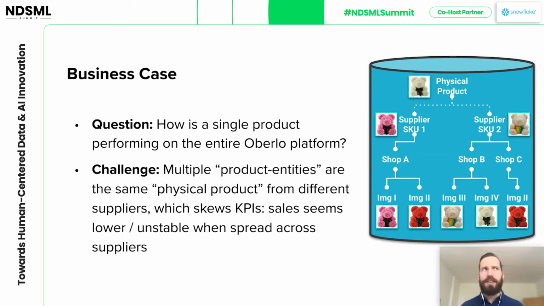For example, I think 7 out of the top 10 products that we had in the catalog, without this kind of aggregation, we wouldn't have seen them in the top 10. So it means that sales were spread around small products over time. And if you don't do this aggregation correctly, you get a very skewed picture of the KPIs on the platform.